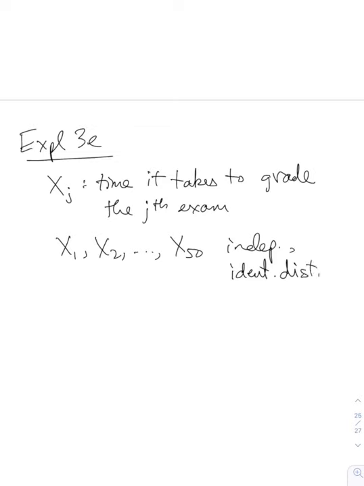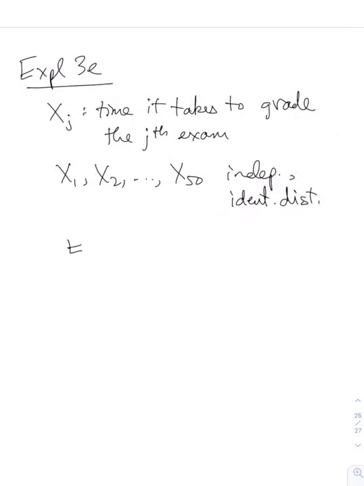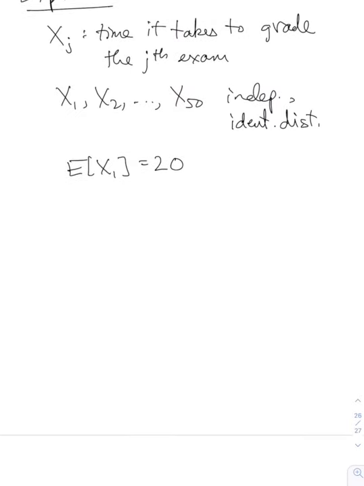With a common distribution that has mean 20 minutes. Okay, expected value of x1 is 20. And standard deviation, 4 minutes. Now this time the book got it right. The standard deviation is 4 minutes, which means the variance is 16 minutes squared. So the variance is 16.